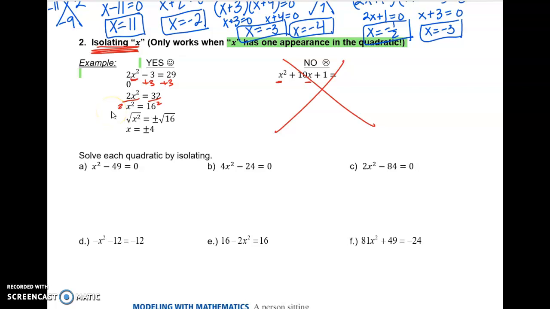And then how do you undo something squared? You take the square root. So the square root of x squared is x, and the square root of 16 is plus or minus 4. Got to be super careful there that you don't forget one of the two answers, because negative 4 times negative 4 is 16, and 4 times 4 is also 16. So the square root of a positive number will always have two answers. We're going to talk a little bit more about that in just a second.